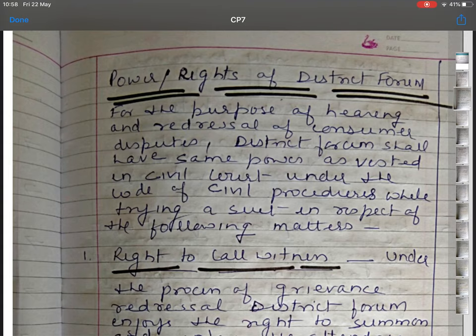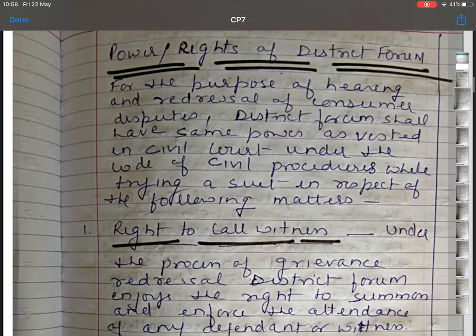The district forum can hear claims up to the value of goods or compensation of 20 lakh rupees, and state commission from 20 lakh to 1 crore, and above 1 crore all the complaints will be heard by the national commission. And these redressal bodies have their own rights and powers. So here I'm discussing power and rights of district forum.